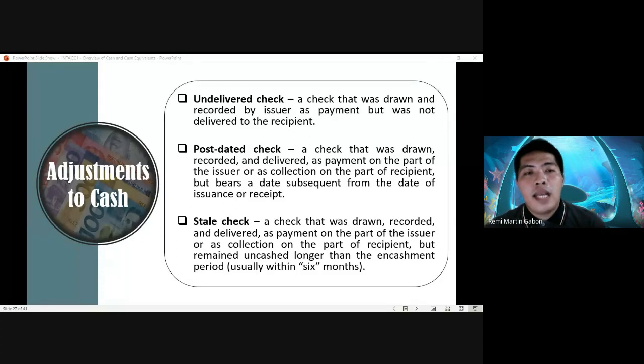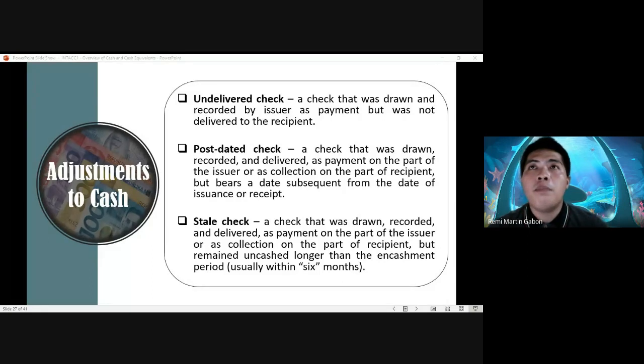Right? Next, we have stale check. Stale check, it is a check drawn, recorded, delivered as payment on the part of the issuer, as collection on the part of the recipient. Again, take note, two perspective again. Yung stale check na record, drawn, recorded, and delivered the same with post-dated check. Yun nga lang, the problem with stale check, it remained uncashed longer than the encashment period by the bank.